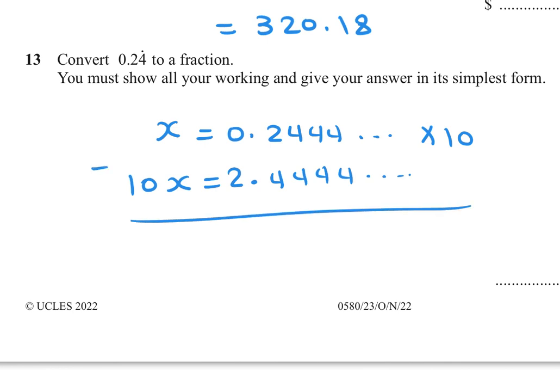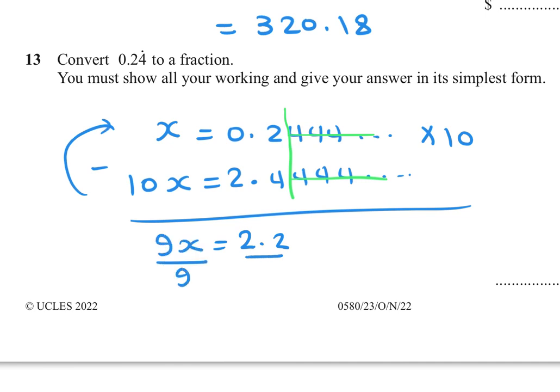Now subtract. It's better to line them up, decimal point below decimal point. Now it is easier to subtract. When we subtract, all the repeated parts cancel. So 2.4 minus 0.2 is 2.2, and 10x minus 1x is 9x. Then divide by 9 on both sides. So x equals, in the simplest form, 11 over 45. You can also check with your calculator: write 11 over 45 and convert to decimal. You get 0.2444 and so on.